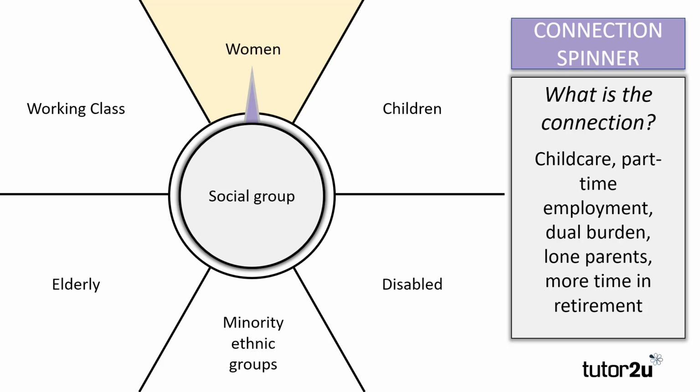There is that intersection of age and gender there. That means it's more likely to be older women, particularly older women on their own, who are likely to live in poverty.